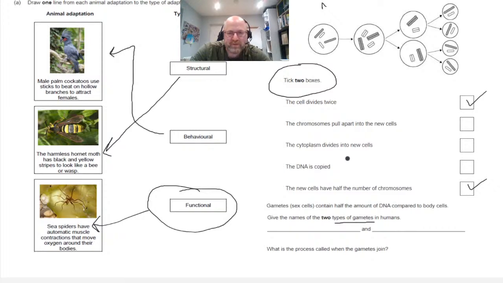Egg and sperm. Awesome. And what's the process when egg and sperm join, guys?